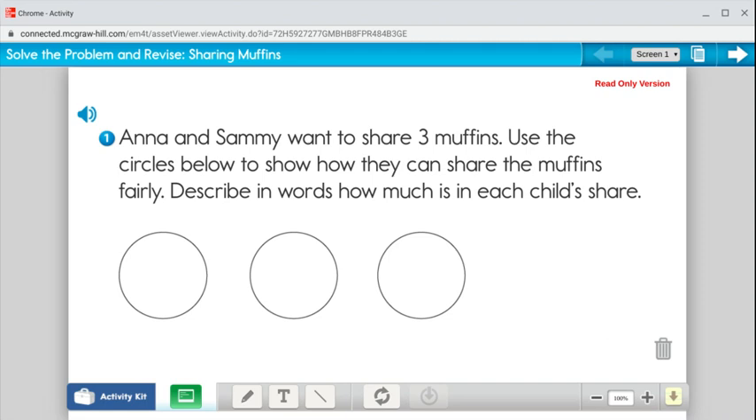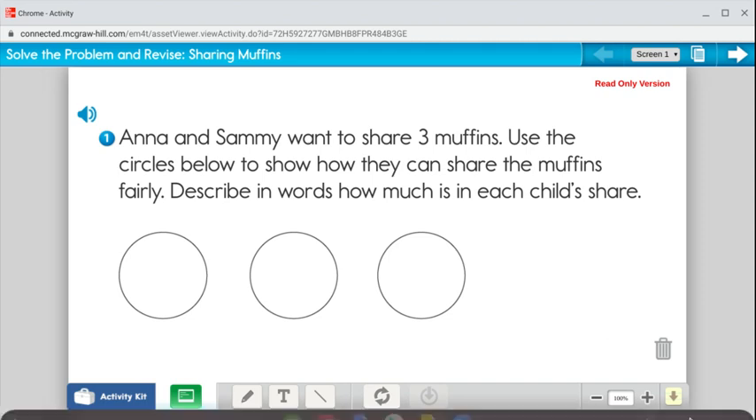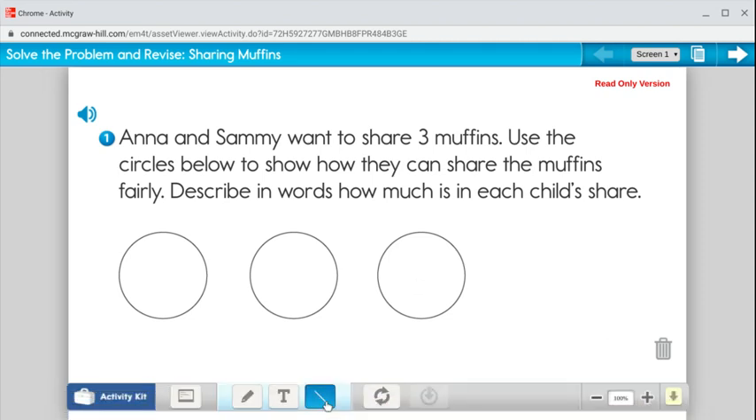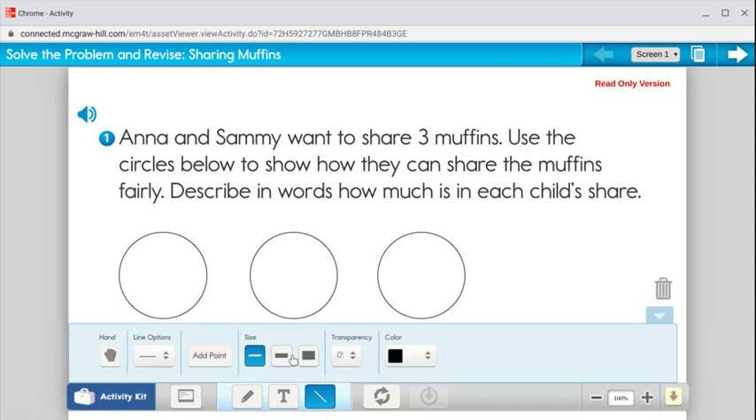All right, so you've got some circles written in front of you. You've got some muffins split up so that Anna and Sammy can share them. And let's see what you came up with. So one way we could do this is we could take this circle right here and split it in half.